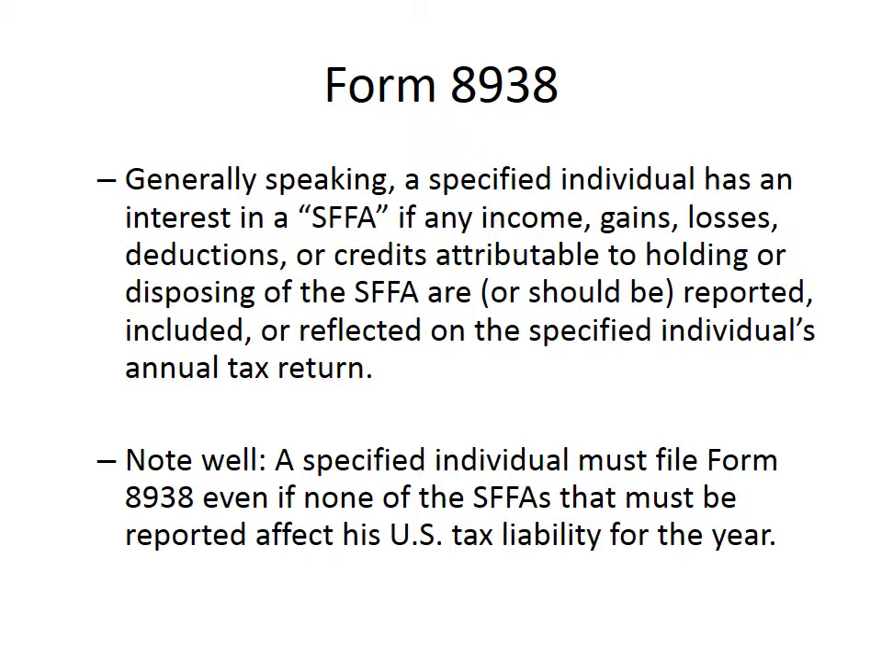So, a quick and dirty way of dealing with this is that if you have an SFFA that has resulted in income, gains, losses, deductions, or credits that you had to report on your annual tax return, and you're a specified individual, then you have an interest in an SFFA, and you potentially have, I should say, a Form 8938 reporting requirement. The reason I say potentially is because there are other elements that have to be satisfied as well. But this is one of the earlier threshold requirements that comes up right out of the gate.